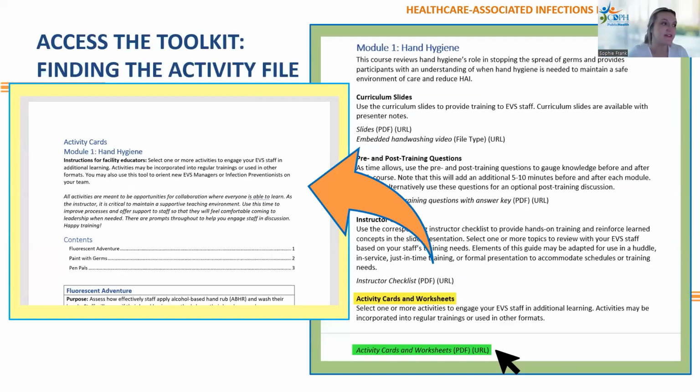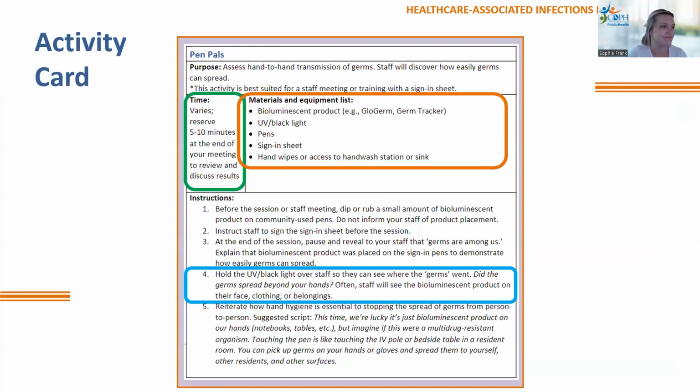Awesome. So now let's go ahead and download one of the other files associated with Module 1 to enhance our training. So we'll download the activity cards and worksheets file for Module 1. We'll do that by going back to the Module 1 section of the PDF Toolkit, looking for the activity cards and worksheets file, and clicking the link to open. This will open the activity cards file for Module 1, Hand Hygiene.